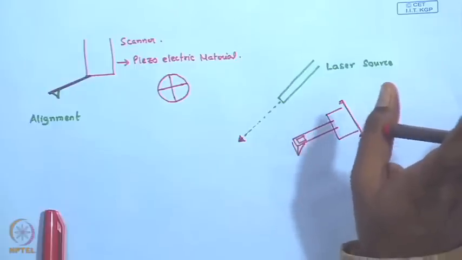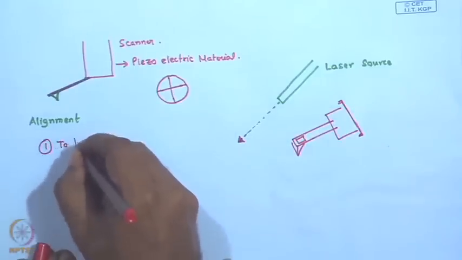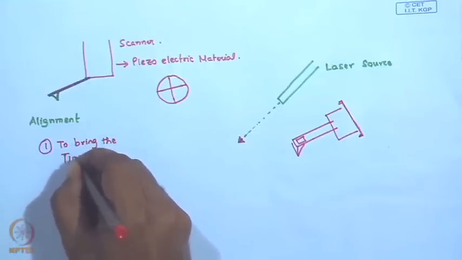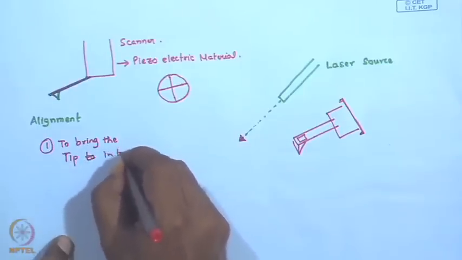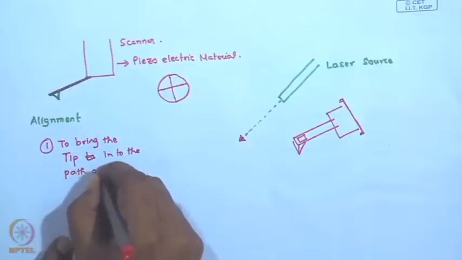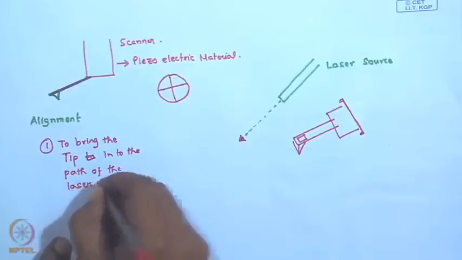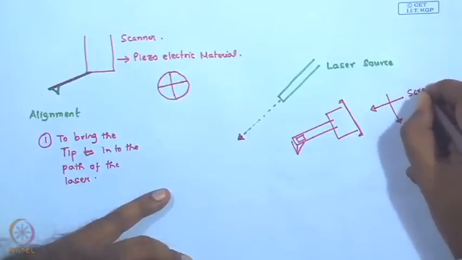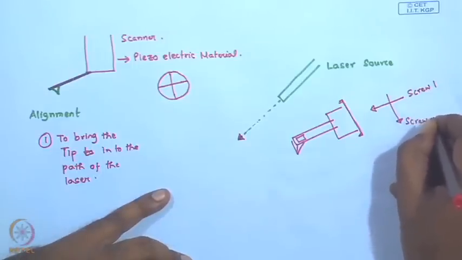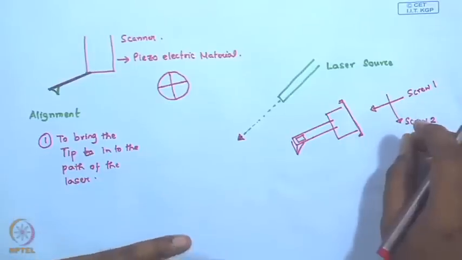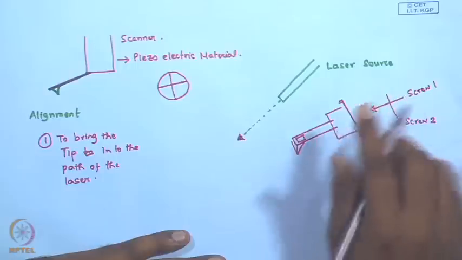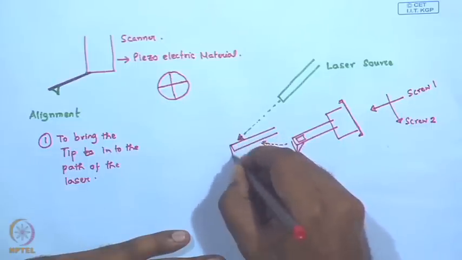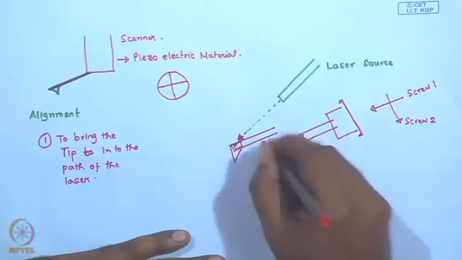Your objective for alignment first is to bring the cantilever or the tip into the path of the laser. How would that help? So you can have two different screws for giving motion in x and y direction. So what you have to do is turn them in such a fashion that the tip now moves in the desired direction and comes into the path of the laser light.